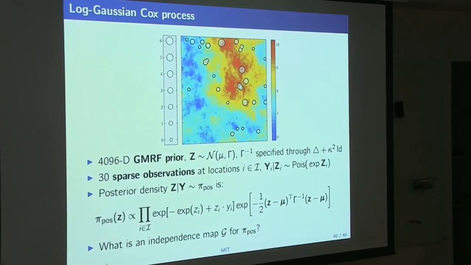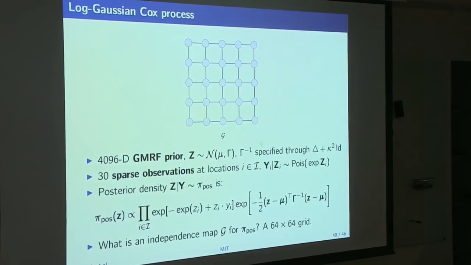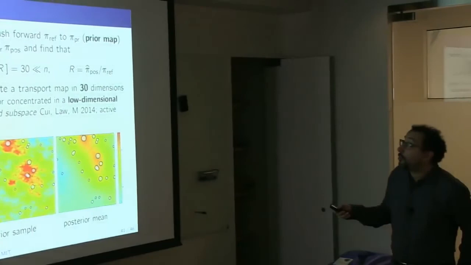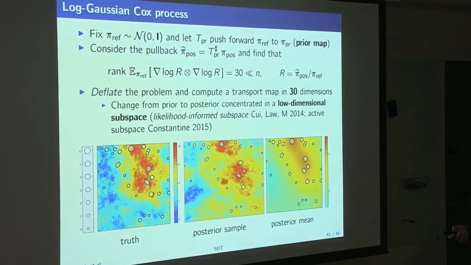So this is in general a non-Gaussian inverse problem. We're using a Markov random field prior. The Markov random field prior has a graph that looks like this, and the only thing I'll comment on is that this is a difficult graph from the perspective of inference. Now, if I do what I said, I construct a prior map, I pull back by the prior map, and I look at the rank of this matrix that's left over. In this problem it turns out to be 30. And that 30 is actually not a coincidence. It's exactly 30, not even numerically 30, because I observed in 30 spatial locations.